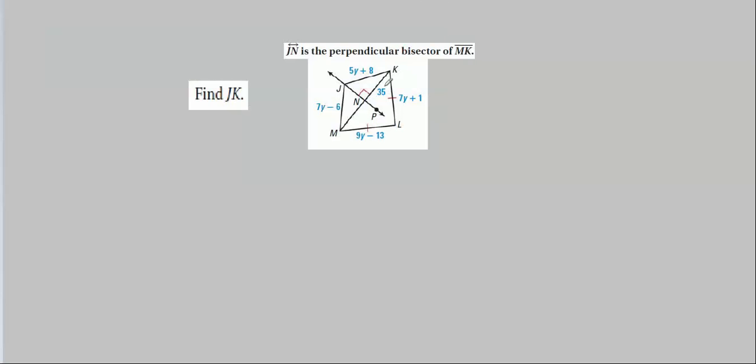Yeah, this one's kind of messy. We've got that JN is the perpendicular bisector of MK. Find JK. Well, there's JK. That was easy. Wait a minute. They wanted something else, didn't they? When they write JK like that, that means the length of JK. Shoot. That means we have to do algebra.